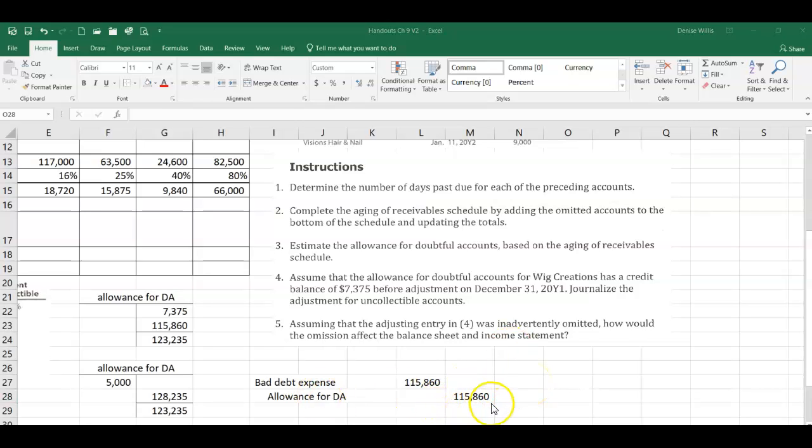And if we did not do this, again, the allowance would be too small because we would not have increased the allowance by this amount. And if the allowance were too small, that would make your net realizable value of your assets too high. So your assets would also be too high.